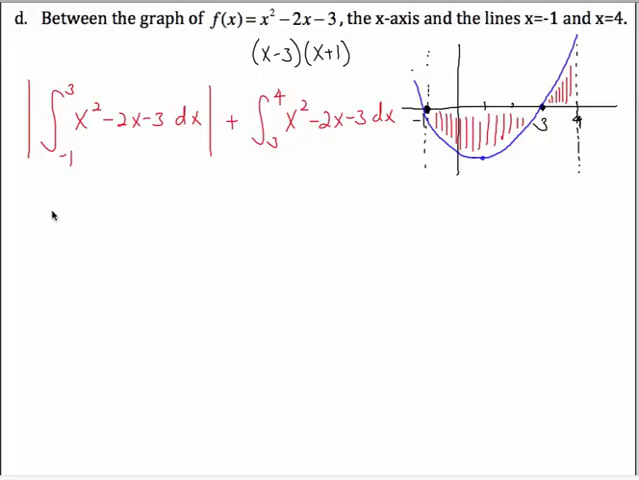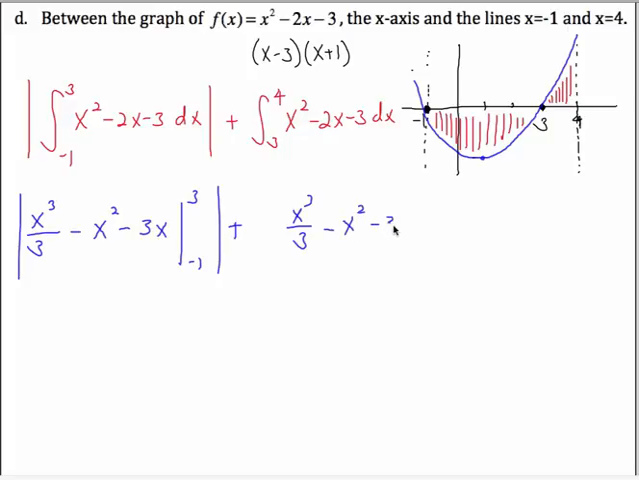Let's change colors to blue, and then x cubed over 3 minus x squared minus 3x from negative 1 to 3. And of course, you want to find the absolute value of these. And the same function from 3 to 4. Okay, this one's going to be positive, so I don't have to worry about that. All right. So let's plug in the values.